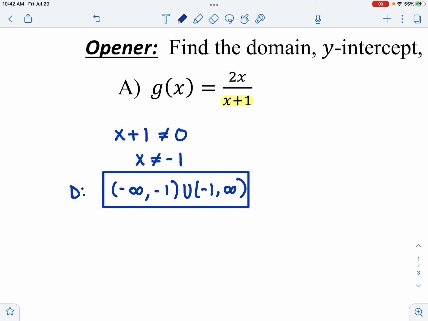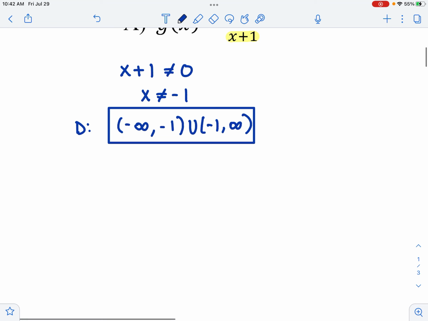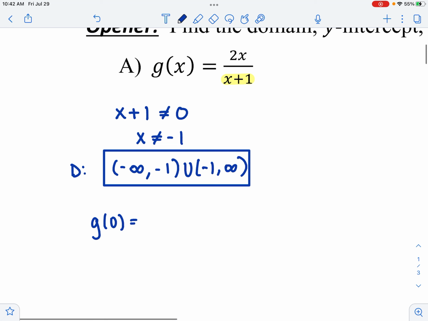All right, so that is our domain. That's one thing that we were asked for. The next thing we were asked for is our y-intercept. To find our y-intercept, we know that's when x is 0. So we will plug in 0 for x and see what we get for y. If we plug in 0 in the numerator, we get 0. If we plug in 0 in the denominator, we get 1. 0 divided by 1 is 0. Therefore, our y-intercept is (0, 0).